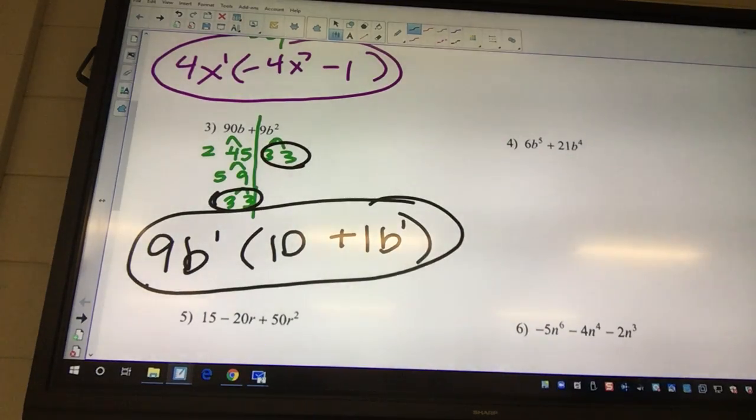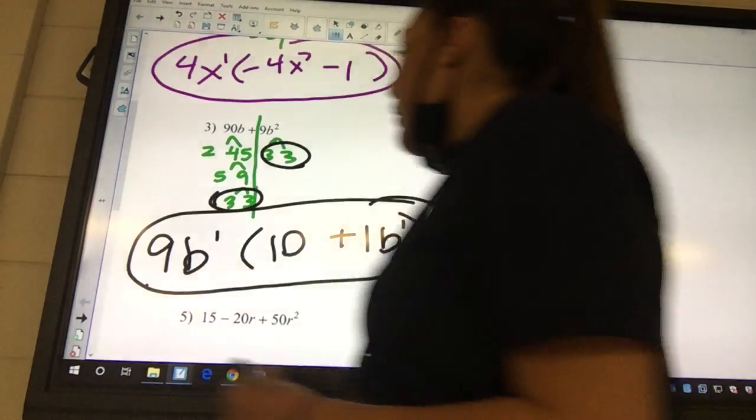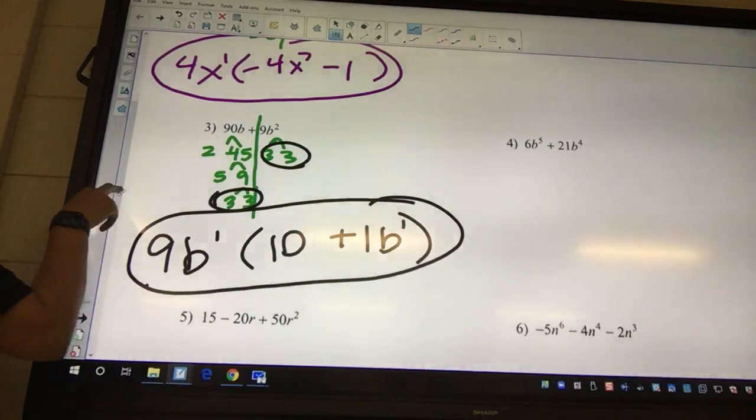Well, that's what I was looking like with my shoes. Look at that. Can I scroll? Yeah.